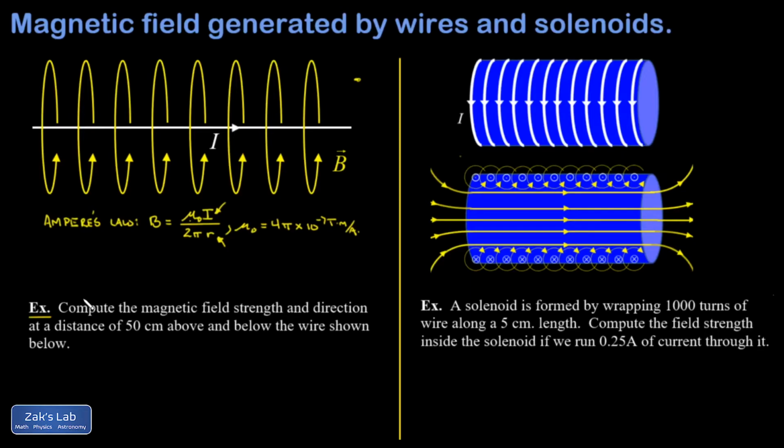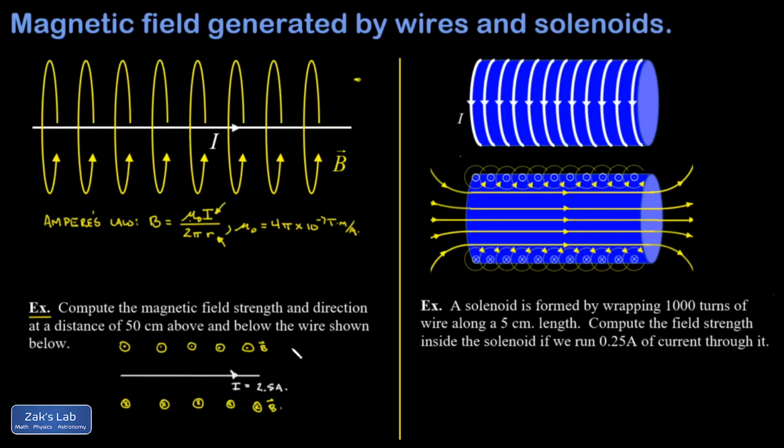In our example, we want the magnetic field strength and direction at a distance of 50 centimeters above and below the wire shown below. So I put a 2.5 amp current through this wire, and I need the magnetic field direction above and below the wire, and that's done with the right hand rule. I put my thumb in the direction of the current, the field wraps around in the direction of my fingers, and so directly above this wire my fingers are poking out of the page. So my magnetic field is outward, and then below the wire the magnetic field is diving back into the page. And we use X's for that.